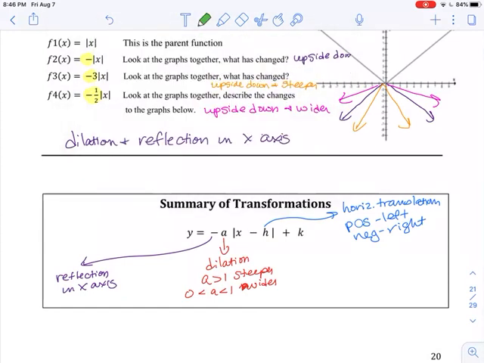And then my last one, K. So if I added on something, that was my vertical translation. That was like normal, typical. If it's positive, I went up. And if it was negative, I went down. Okay, so we're just going to try a few on the next page.